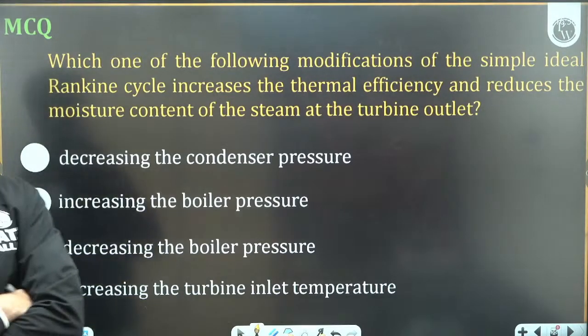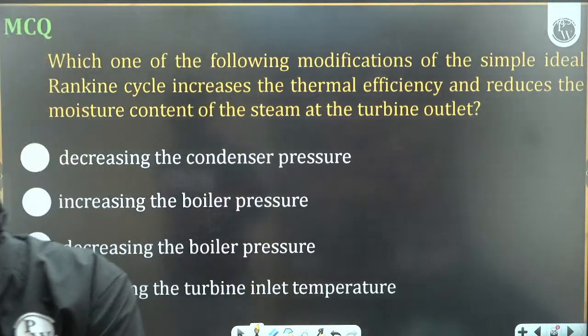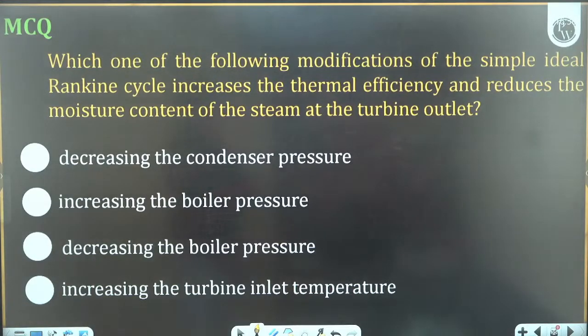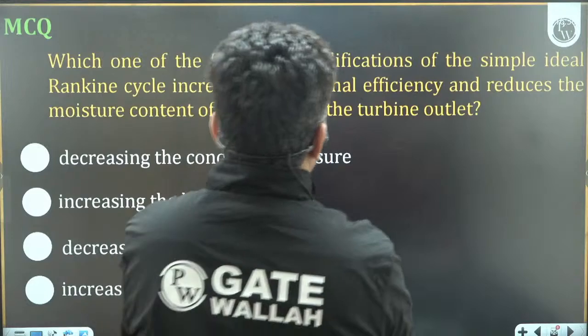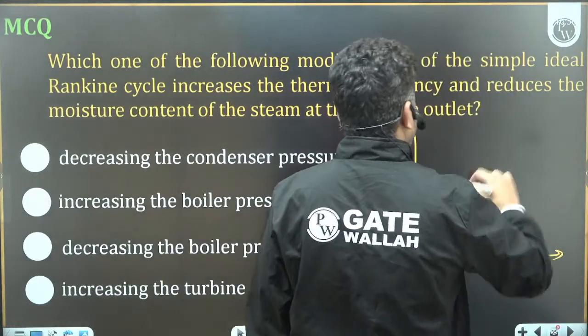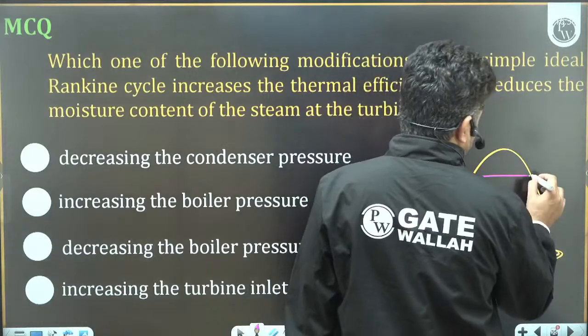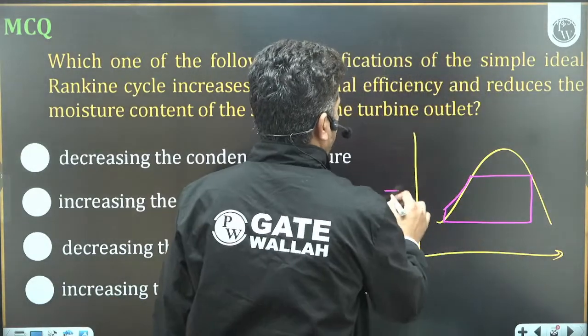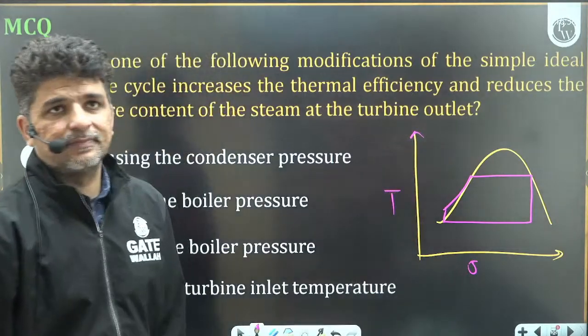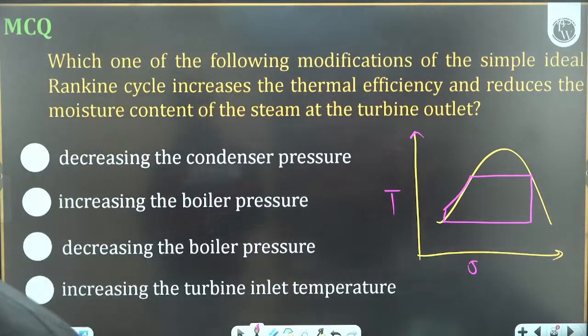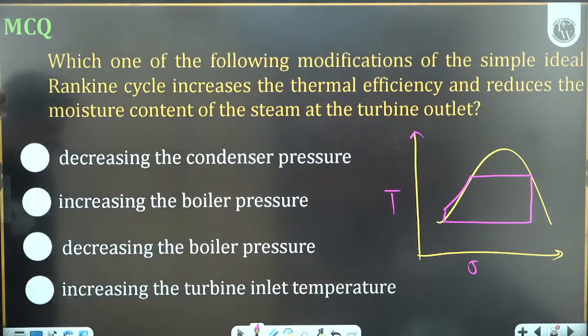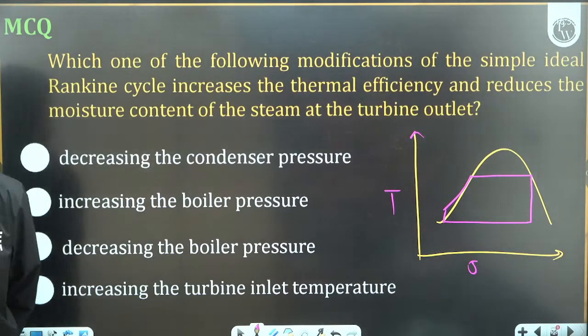So quickly, what will be the answer? Which of the following increases efficiency? In the basic Rankine cycle, I hope everybody remembers what the basic Rankine cycle is. Basic Rankine cycle is this. So which of the modifications leads to higher efficiency and reduced moisture content? Decreasing the boiler pressure, increasing the boiler pressure, increasing the turbine inlet temperature, decreasing the condenser pressure.